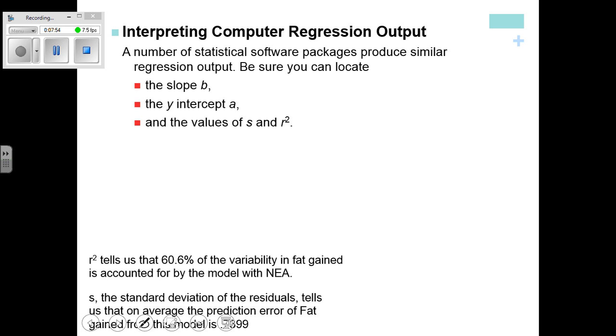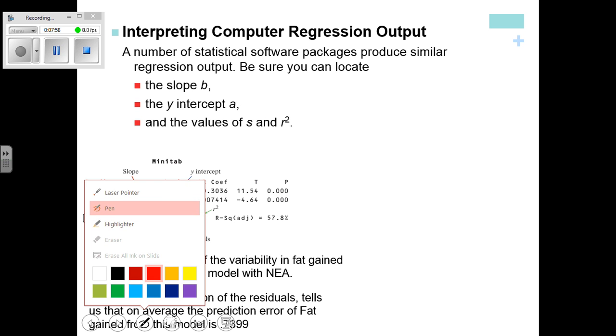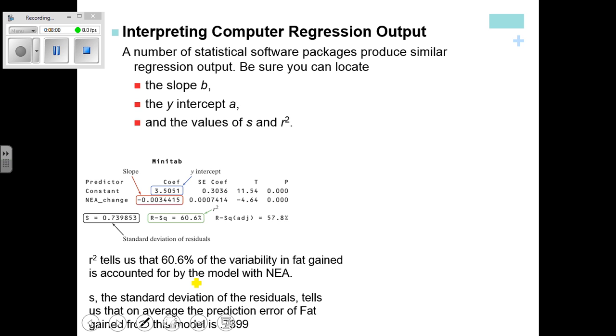Now, there's a lot you're going to see when you see a computer printout. Here is a Minitab version. First of all, s right here is what we were just talking about, the standard deviation of the residuals. This s, the standard deviation of the residuals, tells us that on average, the prediction error of fat gained from the model is 0.739. That's how far off the points are from the line on average.